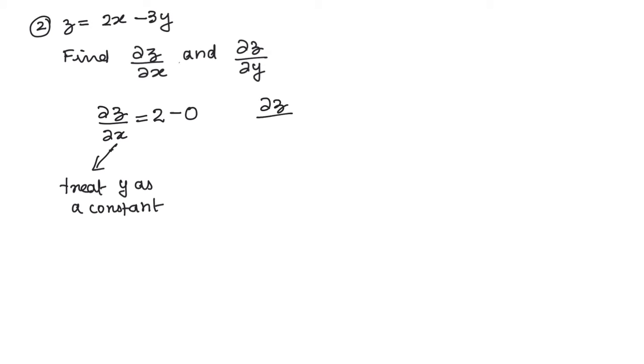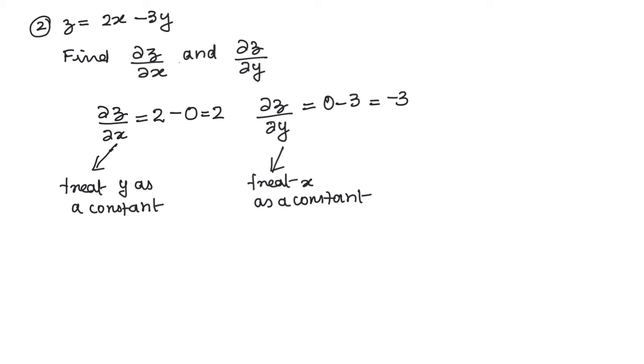This one, partial derivative of z with respect to y, means we are treating x as a constant and differentiate with respect to y. So x as a constant means this 2x is a constant, so the derivative is 0. The derivative of 3y with respect to y is just 3, so there will be a minus sign in front of that. So 0 minus 3. So the answer is negative 3 for this one. This will be 2.